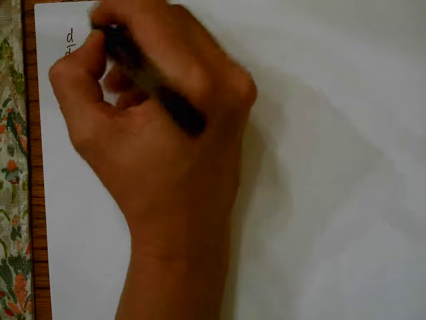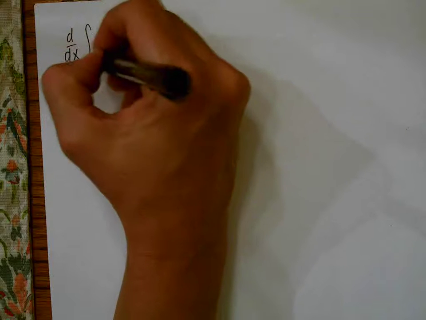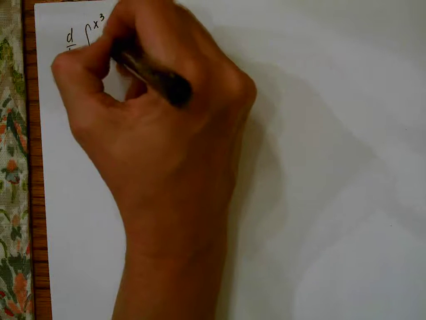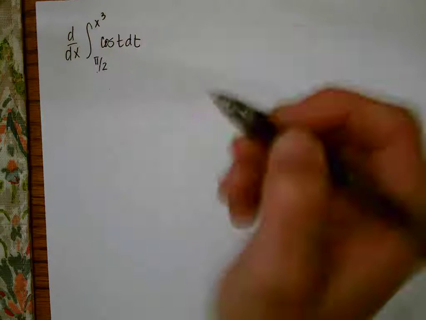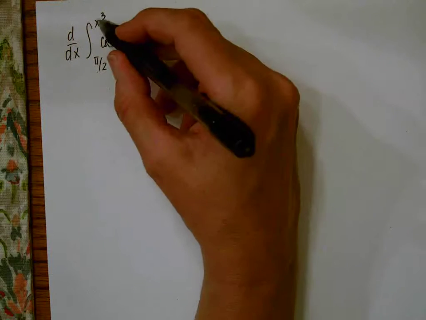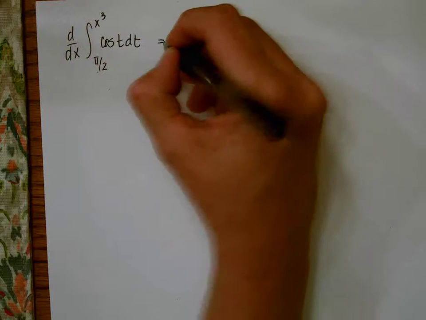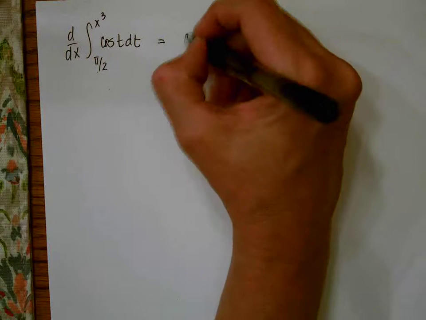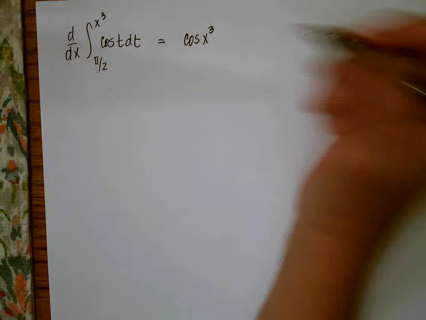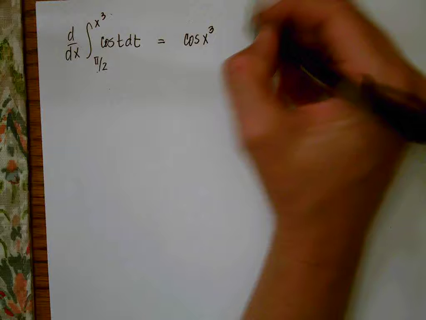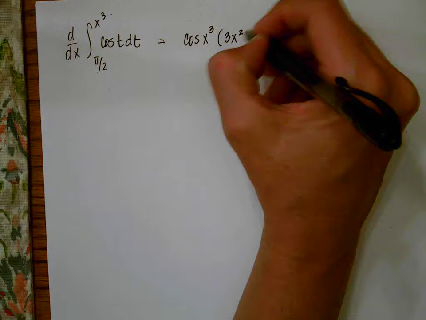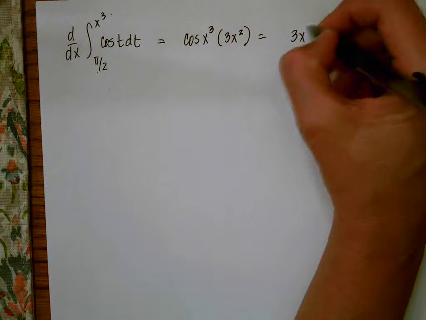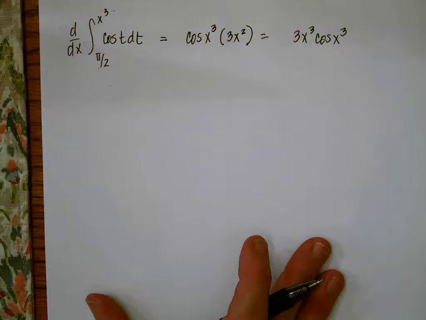Alrighty, so I'm going to go to a new page. When I get there, I want to do the derivative of the integral from pi over 2 to x cubed of cosine of t dt. Well, if I just use the second fundamental theorem of calculus, then I'm going to get the cosine of x cubed. But because I'm taking the derivative of the top index, then I have to do the chain rule. It's 3x squared. And so then I would rewrite this as 3x squared times the cosine of x cubed. So that would be the derivative of the integral.